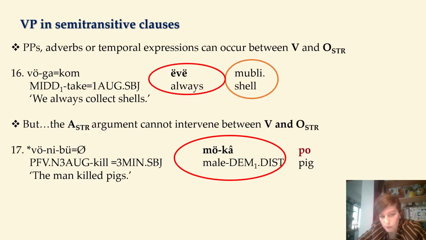It's possible for some grammatical items to occur between the verb and the semitransitive object. This is the case of prepositional phrases, adverbs, or temporal expressions. So, for instance, in 16, we have "we always collect shells," where we have the adverb occurring between the verb and the semitransitive object. But the same position cannot be occupied by the agent of the semitransitive clause. So a sentence like 17, with me ko between the verb and the semitransitive object pig, is ungrammatical.